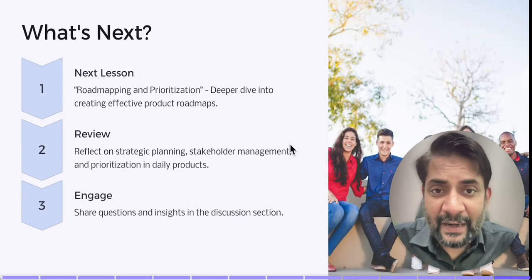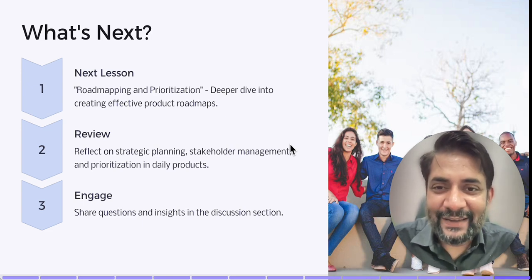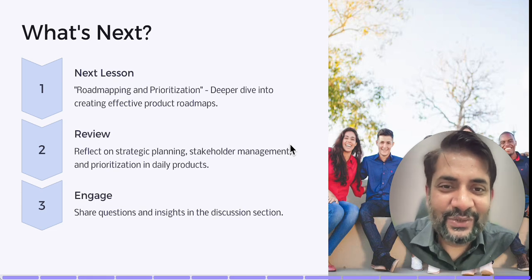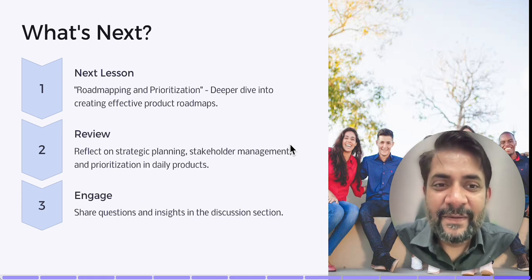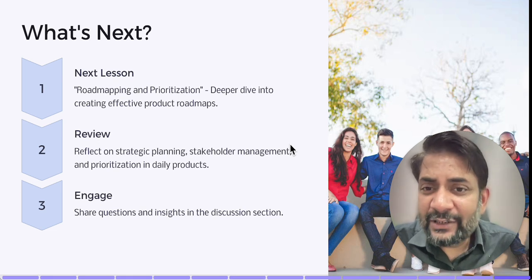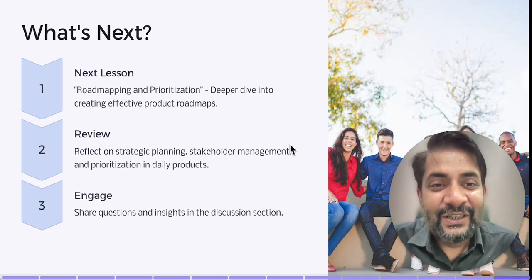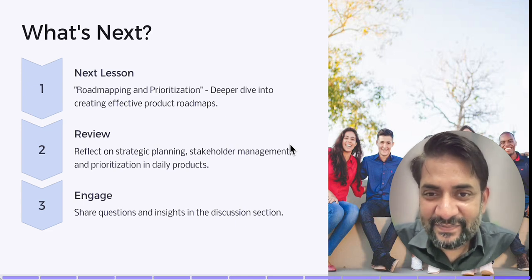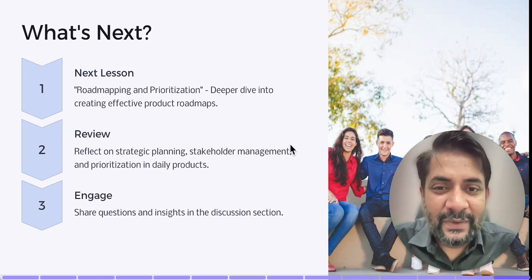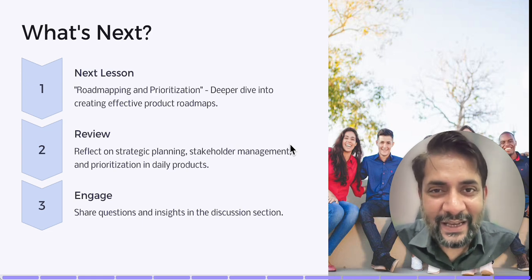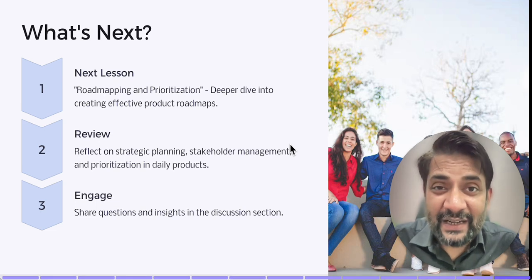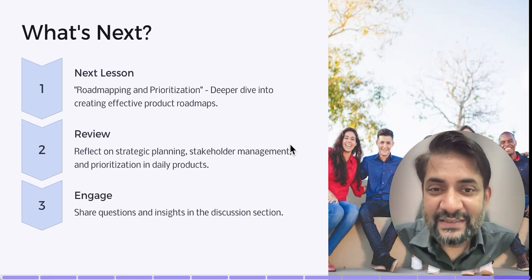In our next lesson, we will delve deeper into creating effective product roadmaps and mastering the art of prioritizing features to ensure your product's success. We'll explore advanced techniques and tools to help you build and maintain a dynamic roadmap that adapts to your product's evolving needs. Make sure you review today's material and consider how strategic planning, stakeholder management, and prioritization play a role in the products you use every day.